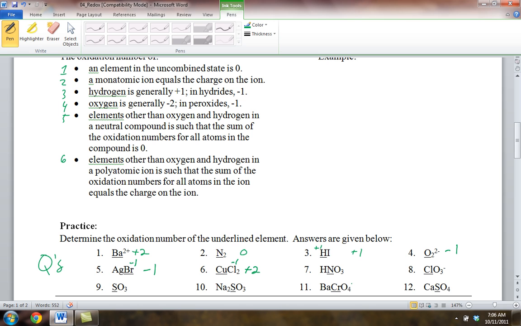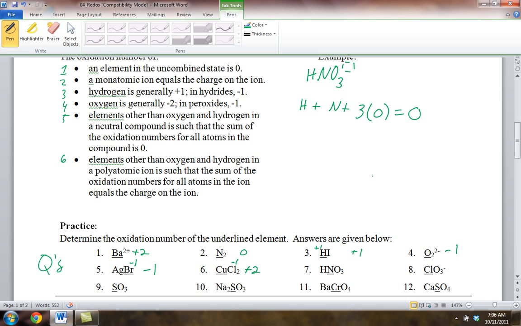Let's look at the HNO3. I'm going to put this one as an example. We can set these up as sort of an algebra problem. The oxidation state of the hydrogen plus the oxidation state of the nitrogen plus 3 times that of oxygen equals whatever your charge up here is. Now this is a neutral compound, so the charge will be equal to 0. If it were -1, it would be equal to -1.